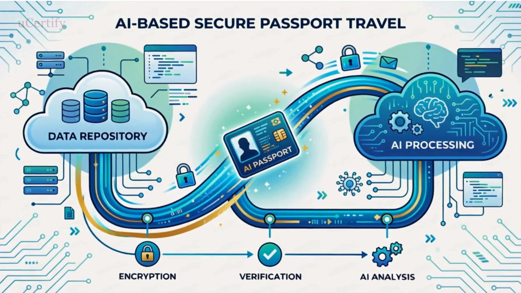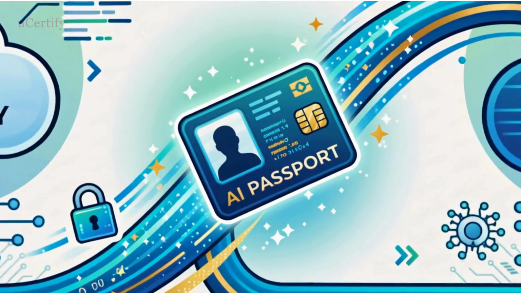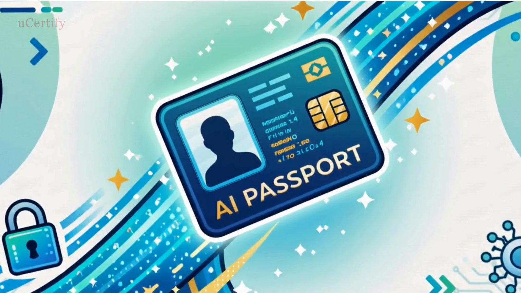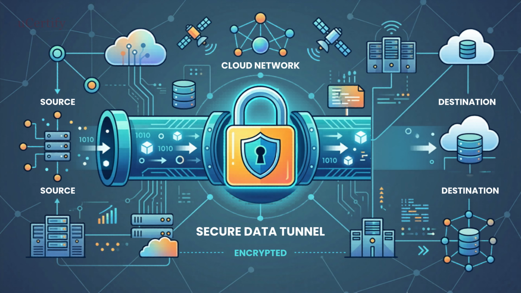Identity tokens act like digital passports, carrying encrypted proof that a service is authorized to perform specific actions. Encrypted channels scramble your data in transit, ensuring that even if intercepted, the information remains completely unreadable to attackers.